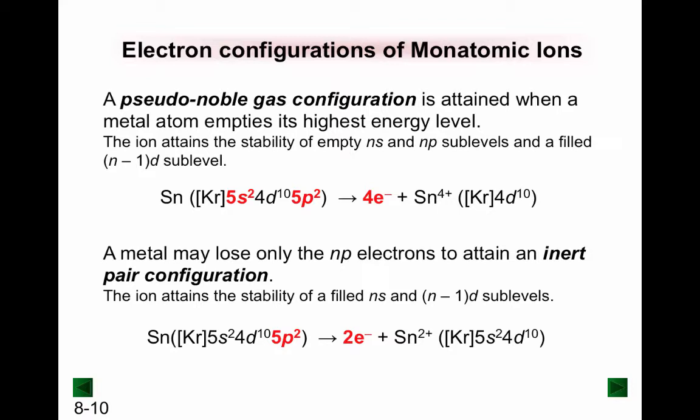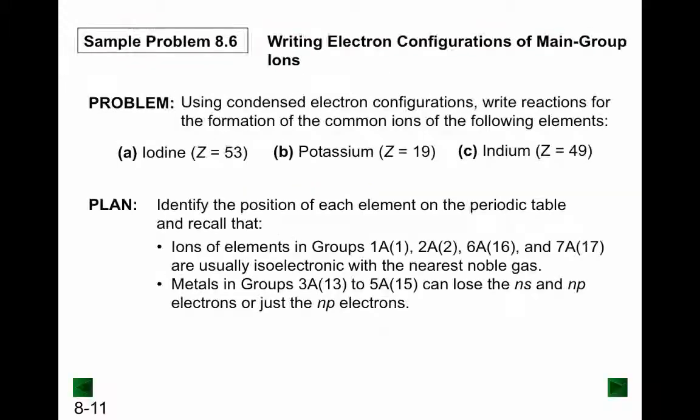The second is an inert pair configuration. Here a metal may lose only the np electrons to attain an inert pair configuration. The ion attains the stability of a filled ns and (n-1)d subshell. Please see the inert pair configuration for tin at the bottom of this slide.